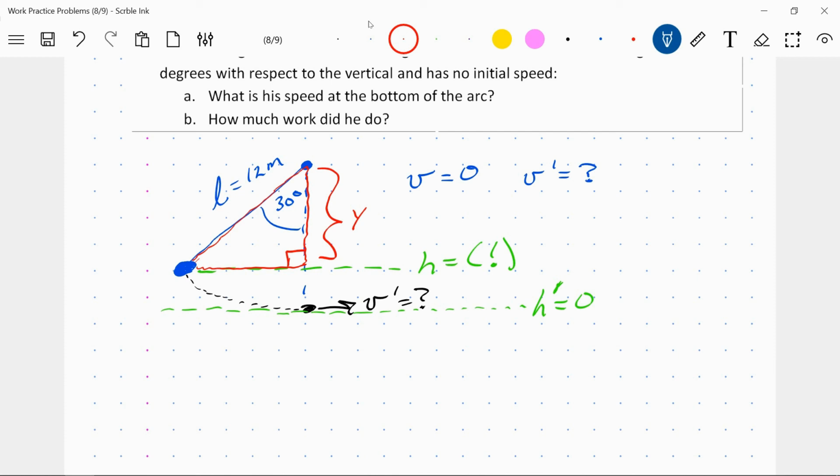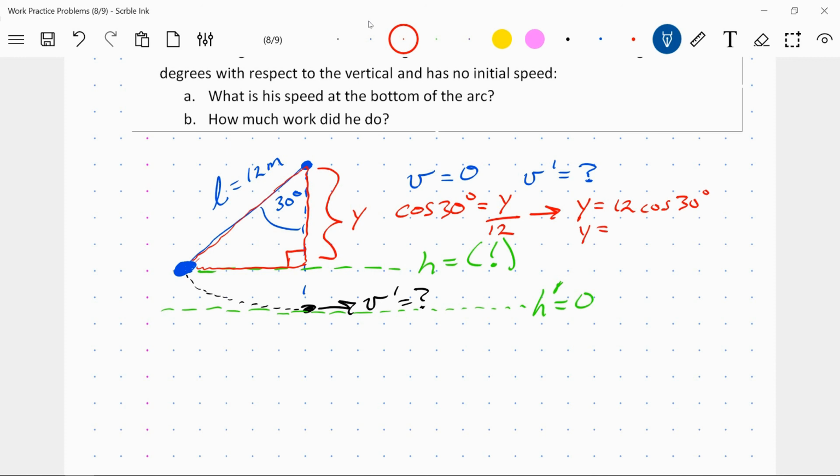Well, with reference to that 30 degrees, I can see that this is adjacent to it, and there's the hypotenuse. So adjacent and hypotenuse, I'm thinking cosine. So the cos of 30 degrees is adjacent, what I'm calling y, over the hypotenuse, which I know to be 12. That means that the value of y is 12 cos 30 degrees.